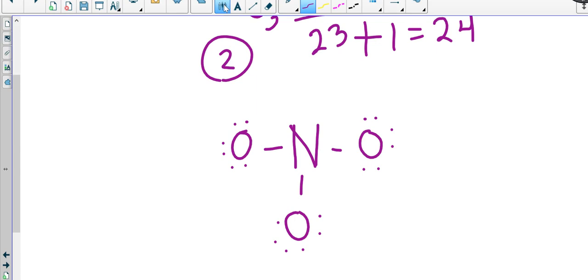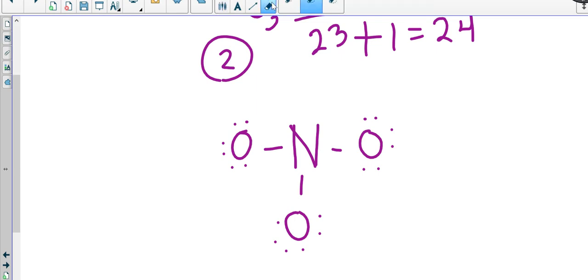And then the next step is to add or create, which is the right word, any double or triple bonds if needed on the central atom if it doesn't have a full octet. Does it have a full octet? 2, 4, 6. It doesn't. So this is what I'm going to do.